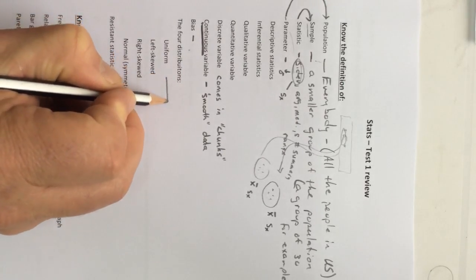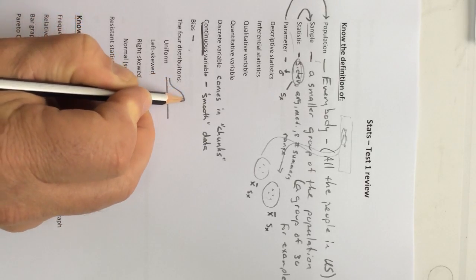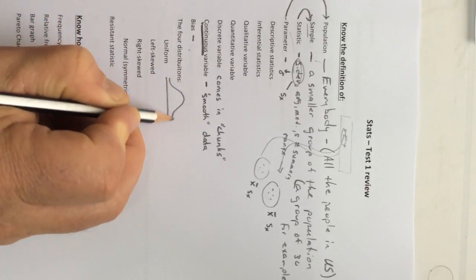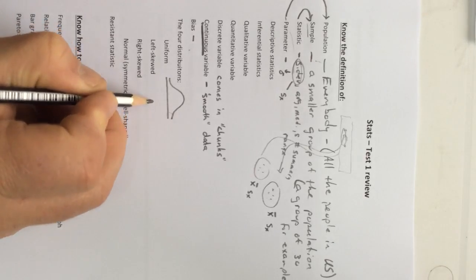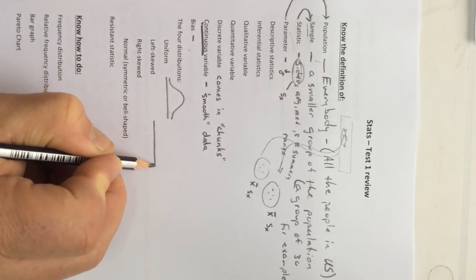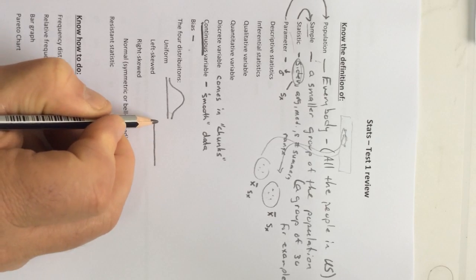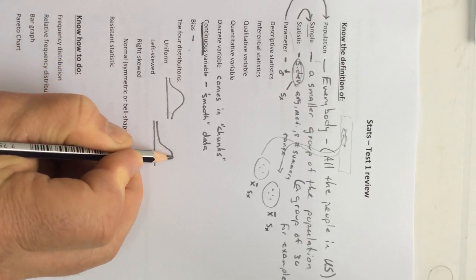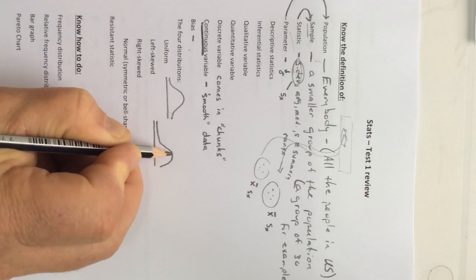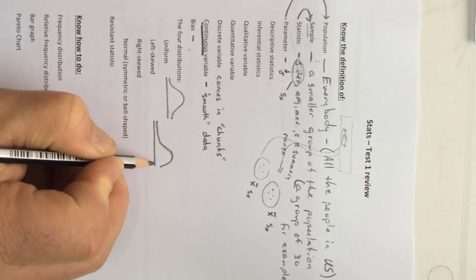Distributions. So uniform distribution is kind of like the normal bell curve. So you have high, medium, lows. Left skewed. Let's see. Left skewed is like that, where the bump is on the right side.